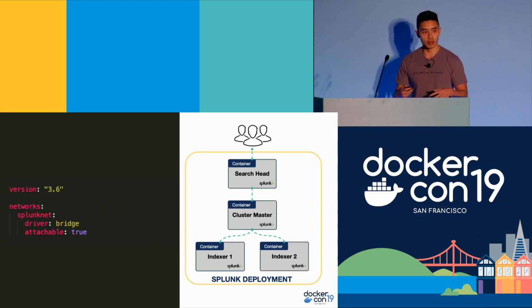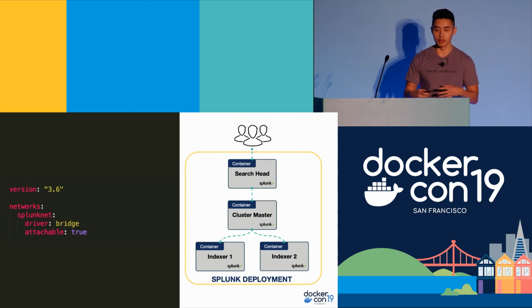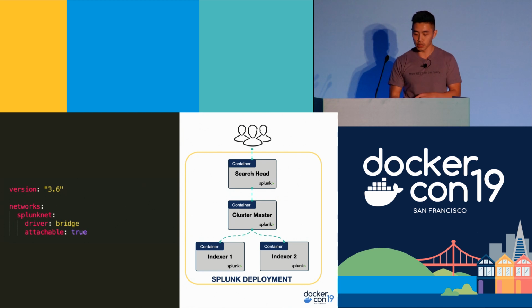So we're going to walk through a little bit of a Docker Compose of this architecture that I have, of this Splunk deployment that I have to the right. It'll start at the top. We're just going to create a network. The driver here doesn't really matter, but we want to make sure that it's attachable so we can add containers to this particular network.